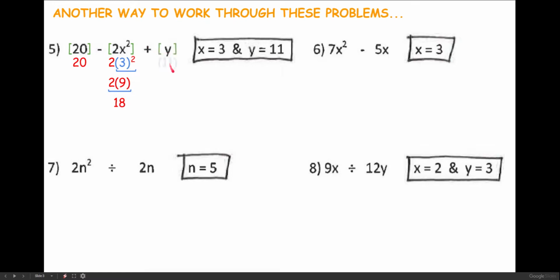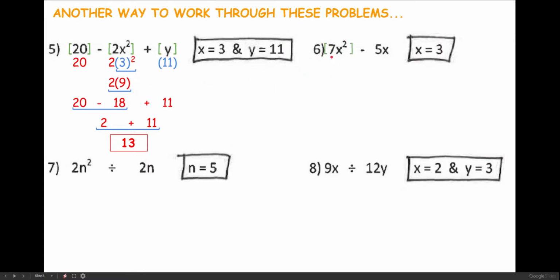And then we have y over here, which is just 11. And so, yeah, 11 is just 11. So bring everything down, 20, bring down the minus, the plus, all that stuff. So now it's 20 minus 18, which is 2, plus 11, and that equals 13. So that might be an easier way to imagine things. Just work them down to a single term, to a single number, and then you start adding or subtracting or multiplying or dividing or whatever you need to do.